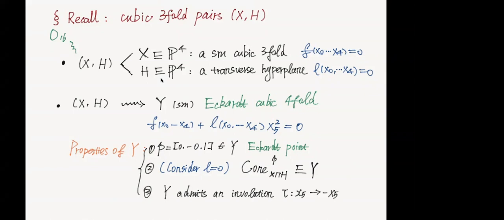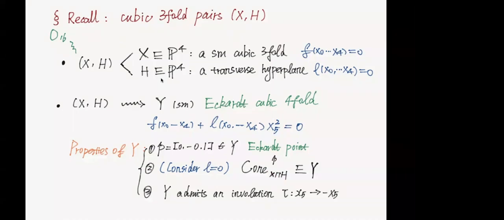And just directly from this equation, you can see some geometric properties of this Y, this Ichi-card cubic fourfold. First, it always passes through this point (0, 0, 0, 0, 1), which we call the Ichi-card point. Secondly, in this equation, if I set L equals 0, then automatically F equals 0, and X5 can be anything. So in other words, this smooth cubic fourfold contains a cone. The vertex is this Ichi-card point. Actually, that's why we call it the Ichi-card point. And the base is some cubic surface, so it's this X intersect with H.